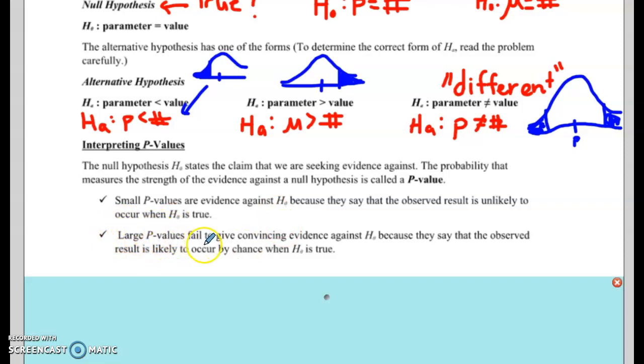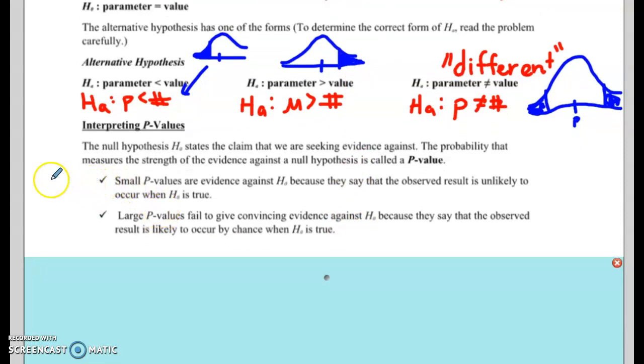Large p-values don't give us evidence against the null hypothesis, because the bigger these shaded areas are, the more likely they are. And you'll see this when you calculate these values. The bigger, the more likely it is to be from the null. So small p-values give you evidence against the null. Large p-values fail to give you evidence against the null hypothesis. And again, it's because these numbers are less likely for small p-values and more likely for large.